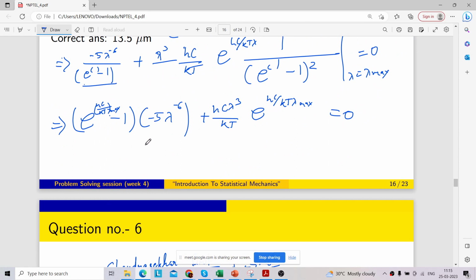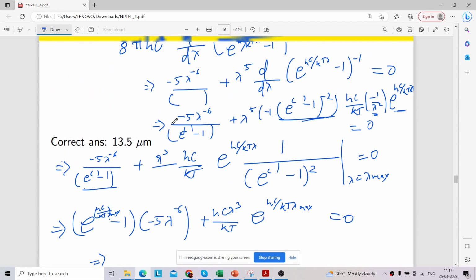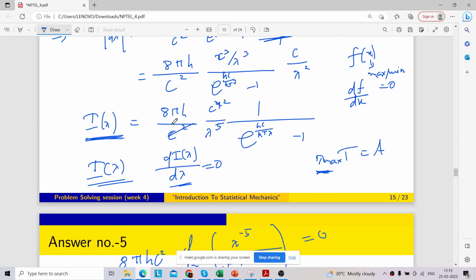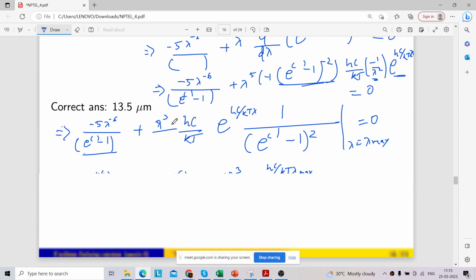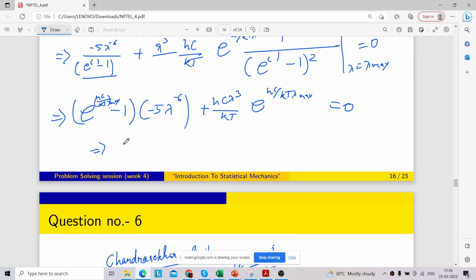So let's take lambda to the power minus 6. Okay. So I have minus 5 lambda to the power minus 6, then e to the power this minus 1. Let's take this constant as some other constant a. I don't have to write it again and again. Then a lambda to the power cube e to the power this equals to 0.